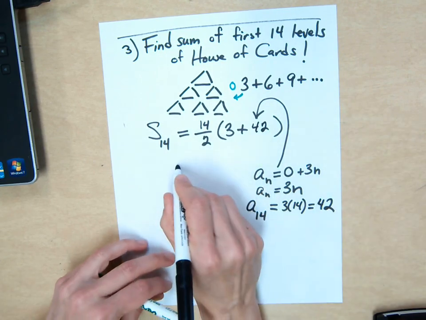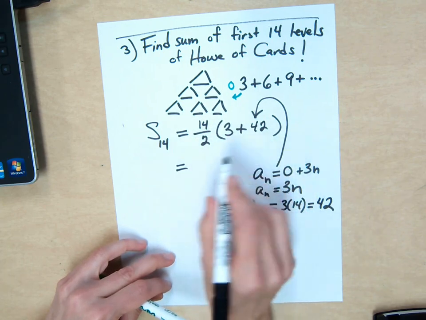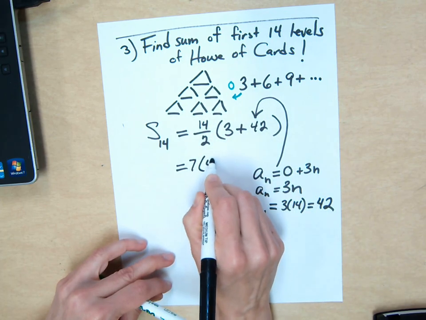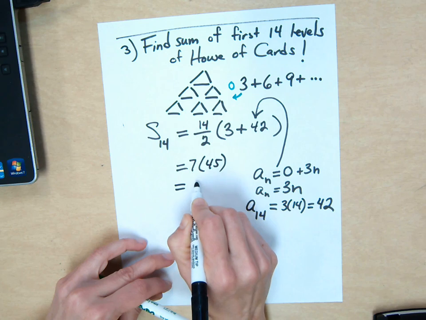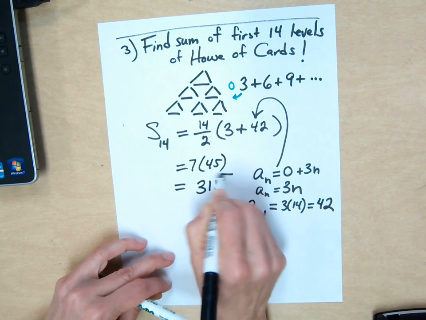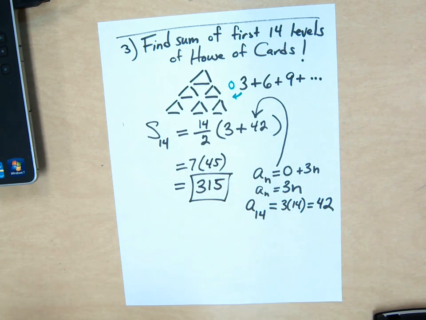So if you throw that in there and evaluate this carefully on your calculator, you would get 7 times 45, or 315. If you take the sum of all of the cards in our house of cards, which we might be watching while it's raining this weekend, we would get 315.